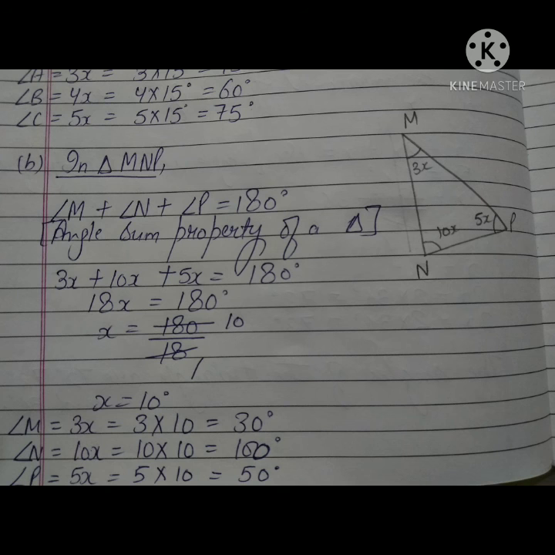Angle M is equal to 3x, and 3x is 3 multiplied by 10, which is 30 degrees. Angle N is equal to 10x, which is 10 multiplied by 10, equal to 100 degrees. Angle P is equal to 5x, which is 5 multiplied by 10, equal to 50 degrees. Clear? Now come to question number 15.